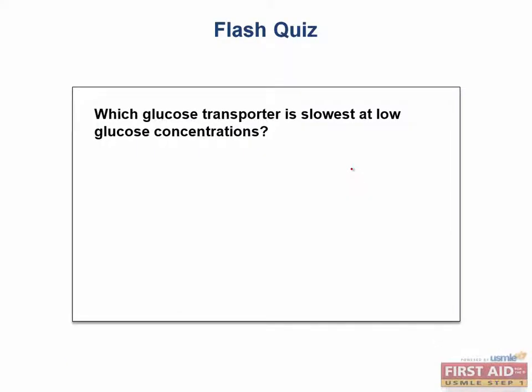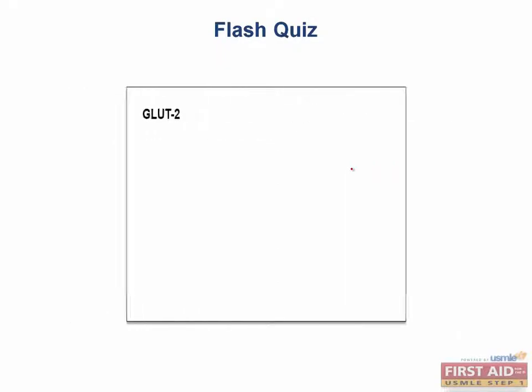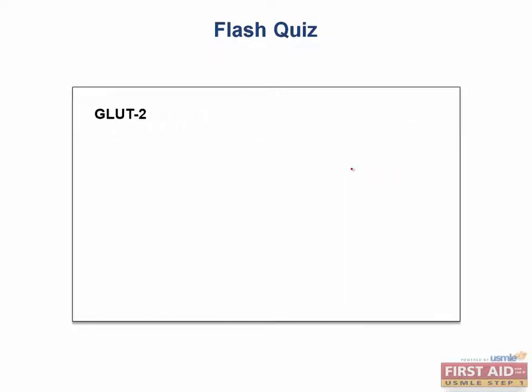We'll keep this quick. Which glucose transporter is slowest at low glucose concentrations? Go ahead, pause the video if you need to think. And the answer is the GLUT2 transporter, found both on the liver and the pancreatic beta cells. Now it's time to hit up the main body of endocrinology, the hypothalamic pituitary axis.